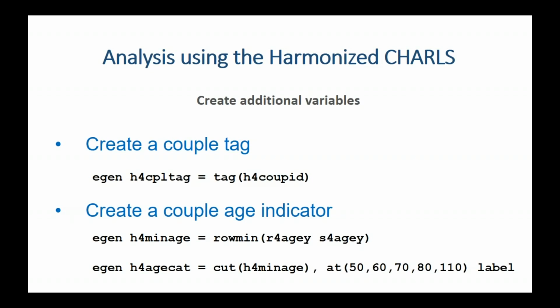The other thing we're going to do is, instead of just using age as a continuous variable, we're going to use another egen command here, and we're going to cut this variable at different points. These are going to give us age categories. We're going to cut it at 50, at 60, at 70, and at 80 and over. So it's going to give us 4 groups: 50 to 59, 60 to 69, 70 to 79, and 80 and older. So those are how our groups are going to work.